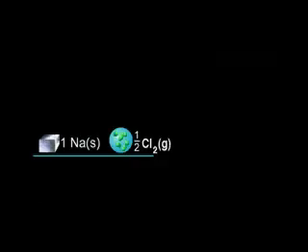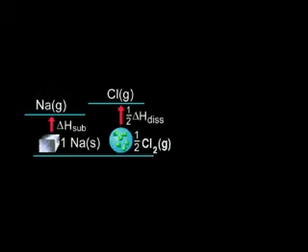Born cycle. Let's begin with a mole of solid sodium and half a mole of molecular chlorine gas. This gives us 1 mole each of sodium and chlorine atoms. Now we imagine that the sodium is sublimed to form a mole of gaseous sodium atoms. We also imagine the dissociation of the chlorine-chlorine bond in Cl2 to form a mole of gaseous chlorine atoms.